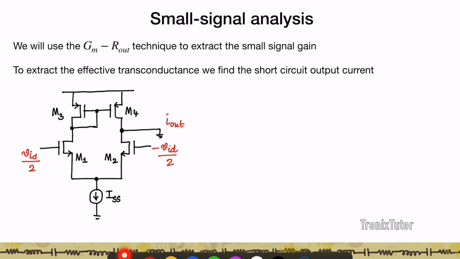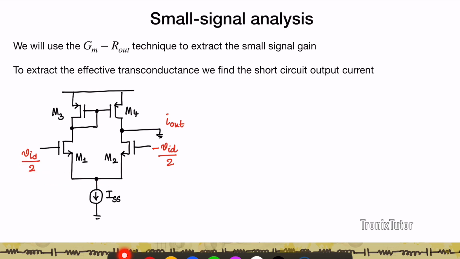Now let's look at the small signal analysis of the circuit. So we'll use the GM R out technique to extract the small signal gain. What do I mean by GM R out? We'll first extract the effective transconductance of the circuit, extract the effective R out of the circuit, and then define the small signal gain as GM times R out. Now to extract the effective transconductance, the technique used is to find the short circuit output current. So we short circuit the output and measure the I out that is flowing in this shorted output.